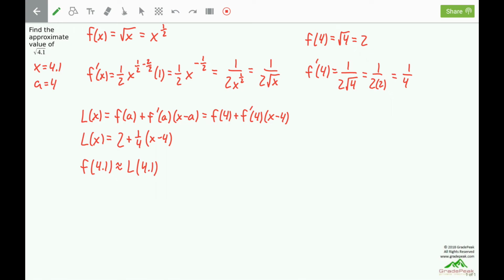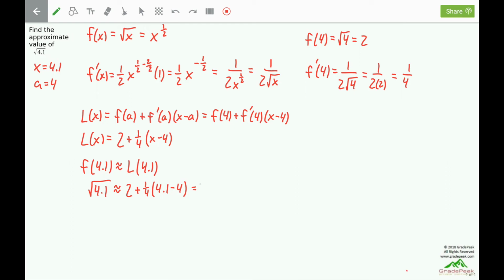F of 4.1, if we plug a 4.1 in for x in f of x, will be the square root of 4.1. And this will be approximately equal to L of 4.1, where we plug a 4.1 in for x in the L of x, which will be 2 plus 1/4 times 4.1 minus 4.